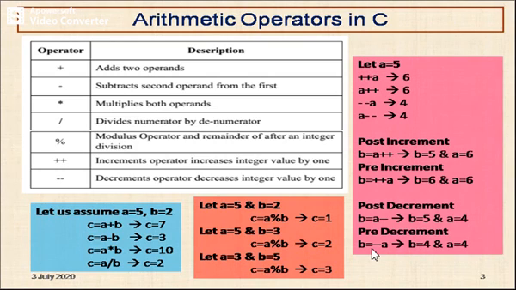Pre-decrement. So prior to assignment, the decrement operation is performed. So --A becomes B is equal to 4 and A is equal to 4. --A means --5. So 5 becomes 4. 4 will be assigned to B. Okay.